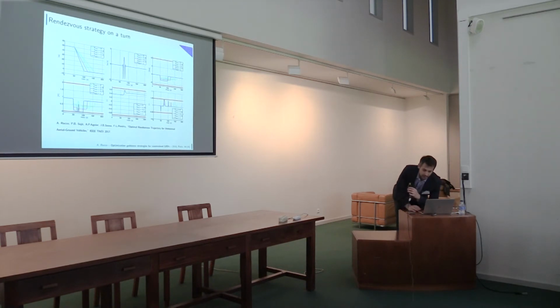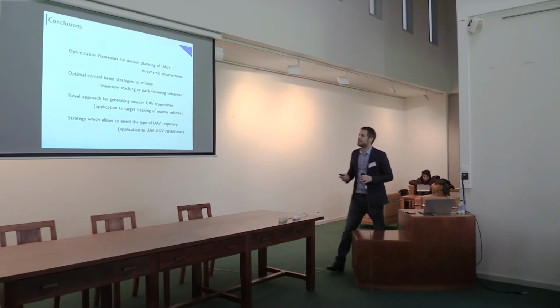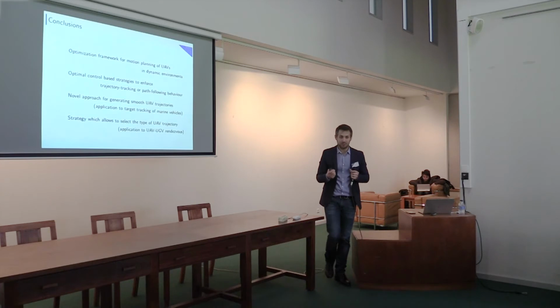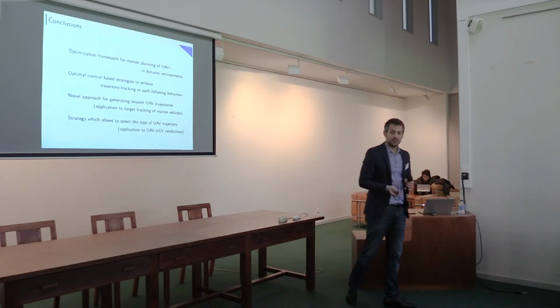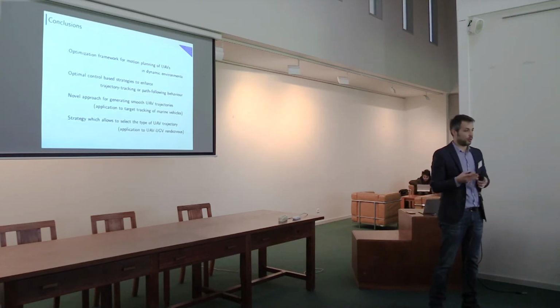Actually, this is the rendezvous on a 90-degree turn. So the UGV is bounded in a given track, so they have to rendezvous. In this case, you have some coupled longitudinal and lateral motion of the UAV and UGV. So the conclusions are that we set up an optimization framework for motion planning of UAV in dynamic environments. We are able to enforce trajectory tracking or path following behavior.